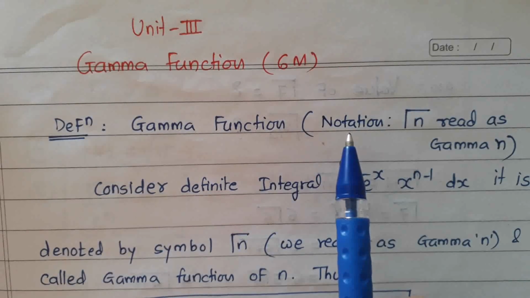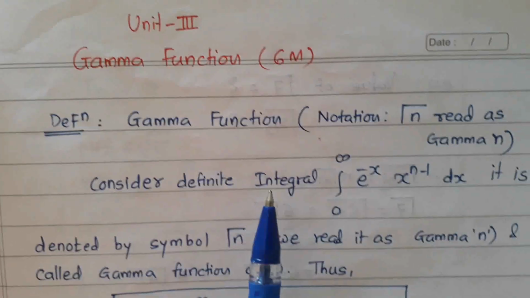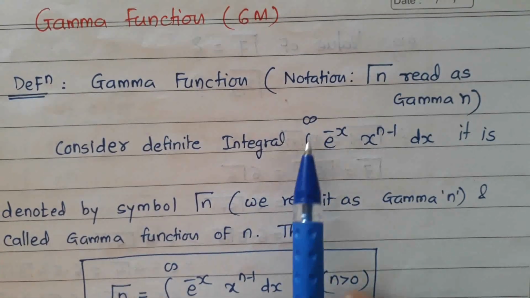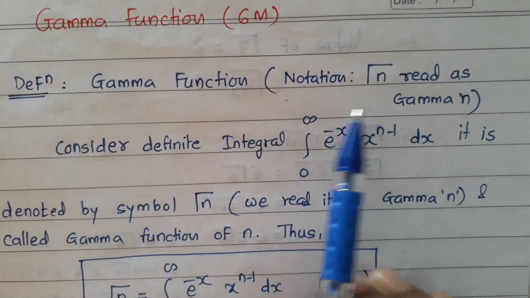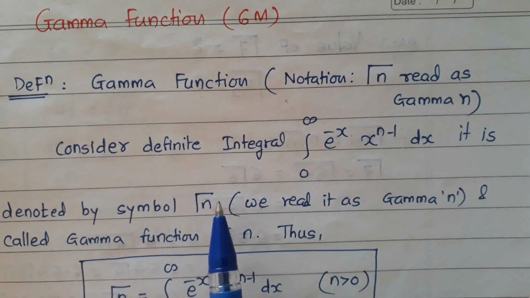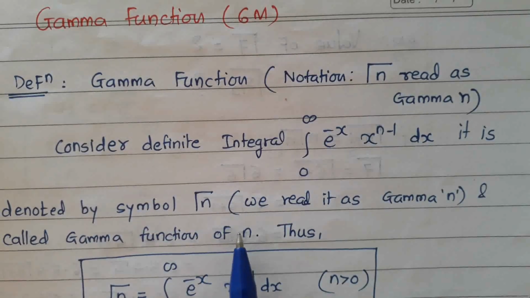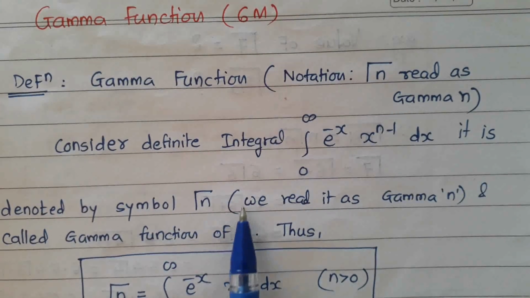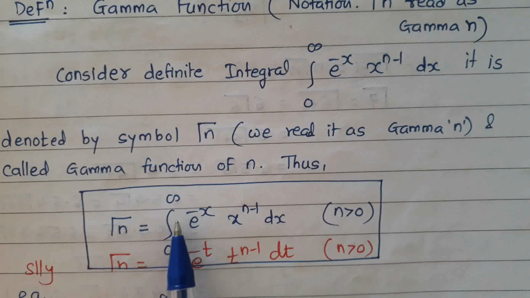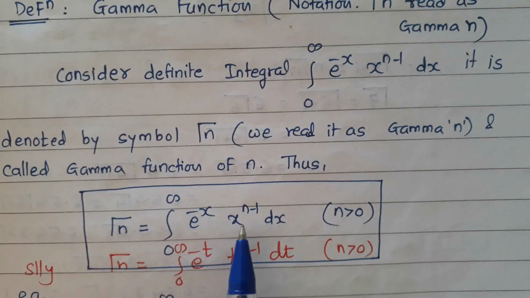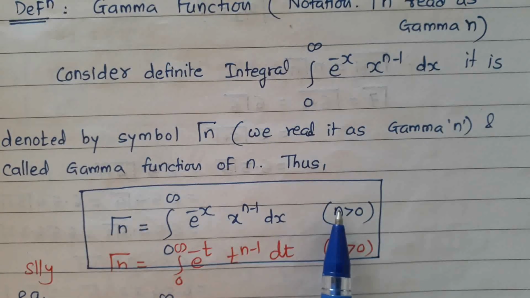The gamma function is denoted by the notation gamma n, which you can read as gamma n. Suppose we have an integral of the form 0 to infinity e raised to minus x, x raised to n minus 1 dx. This type of integral is denoted by the symbol gamma n, and it is called the gamma function of n. Thus, gamma n is equal to the integral from 0 to infinity of e raised to minus x, x raised to n minus 1 dx, and this is for all values of n greater than 0.